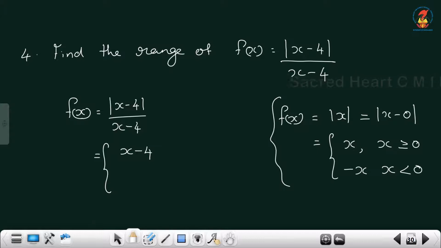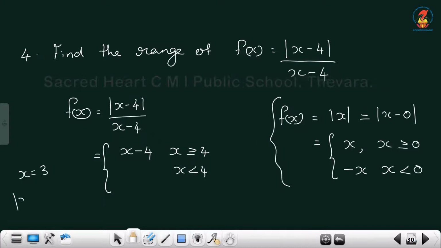Positive numbers only. But if x is less than 4, if I give 3, then 3 minus 4 is minus 1. So modulus of minus 1 means 1. That means you have to multiply by a minus sign. So when x is less than 4, it is minus of x minus 4.